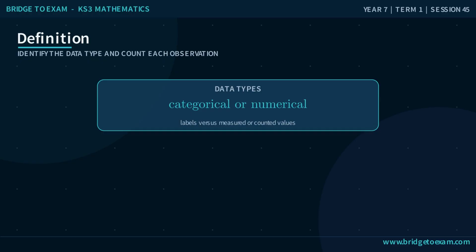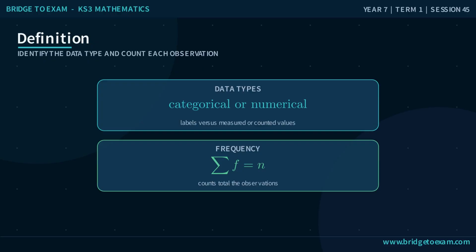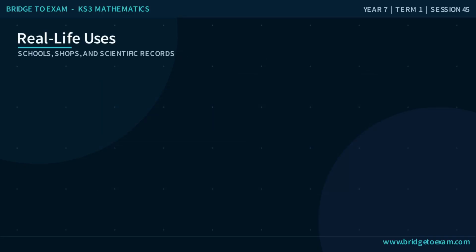Data are collected values or categories. Categorical data use labels, while numerical data use numbers with meaningful order or size. A frequency table pairs each category or value with its count, and all frequencies should add to the number of observations. Organized data supports decisions in schools, businesses, science, and public services.